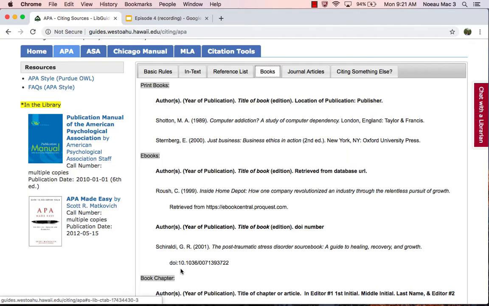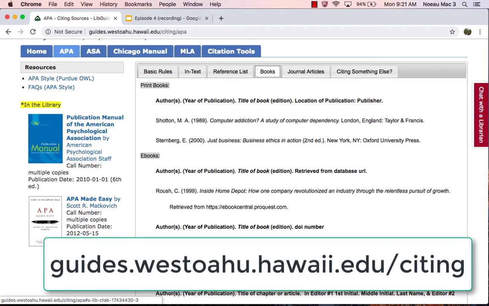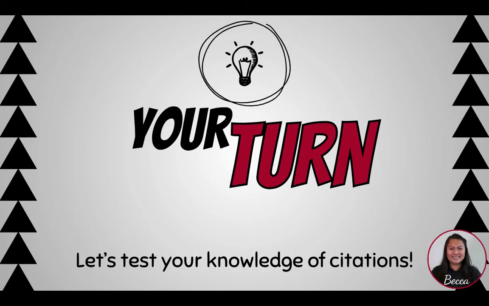For other source types, such as journal articles or websites, head to the library guide link at guides.westoahu.hawaii.edu/citing. Now it's your turn to practice in creating a reference citation. If you're completing this episode for credit, pause the video here and answer questions 6 through 10.